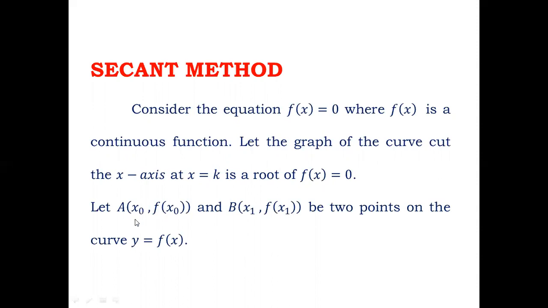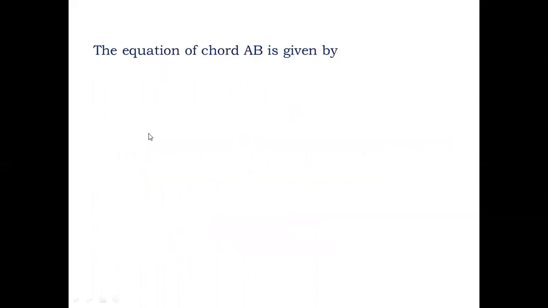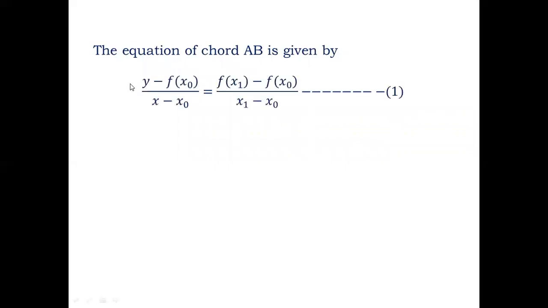Let A of x naught comma f of x naught and B of x1 comma f of x1 be two points on the curve y is equal to f of x. The equation of the chord AB, the chord meaning the line joining two points, is given by y minus f of x naught by x minus x naught is equal to f of x1 minus f of x naught by x1 minus x naught, called equation number 1.